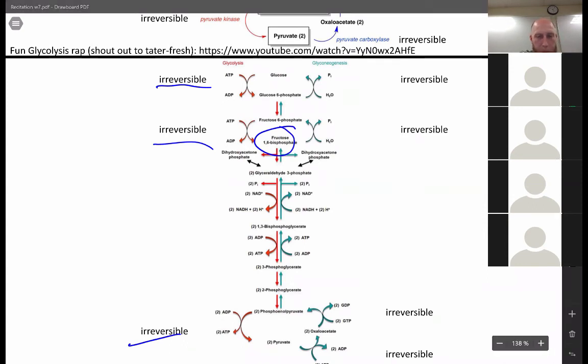The main point that I'm showing with these first couple slides is what the irreversible steps are, and what the energy requirement is in those steps.